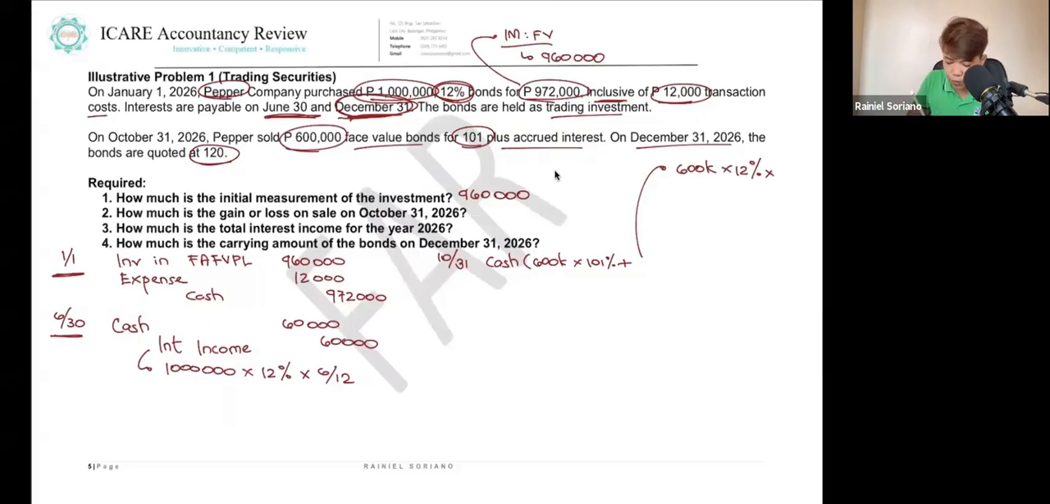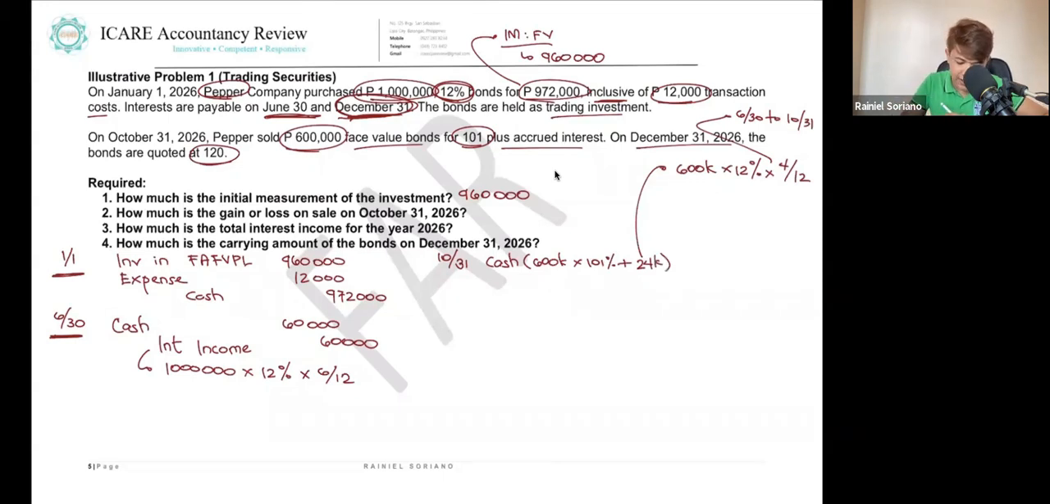Magkano kaya yon? From June 30, which is the time that we recognize interest, to October 31, ilang buwan yon? July, August, September, October. That's 4 months. So, we'll multiply this by 4/12 because once again, this is a period from June 30 to October 31, kasi October 31 nangyari yung bentahan. Okay? So, 600,000 times 0.12 times 4/12, our accrued interest now will be equal to 24,000.